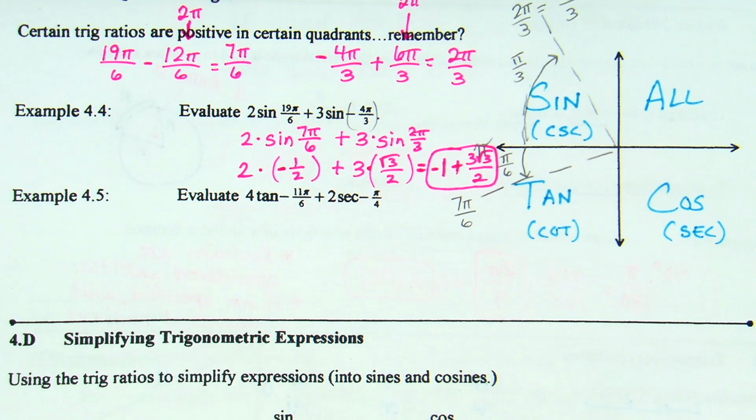Okay, try this again. Okay, let's see. We're evaluating 4 tan negative 11 pi over 6 plus 2 secant negative pi over 4. Well, the 4 is 4. What do you think about negative 11 pi over 6?